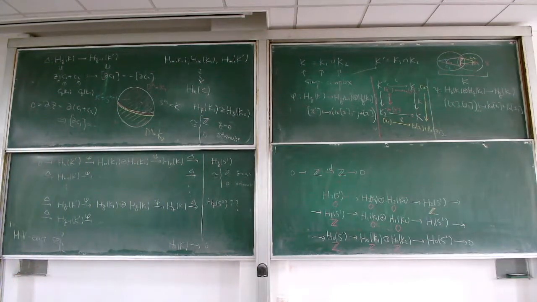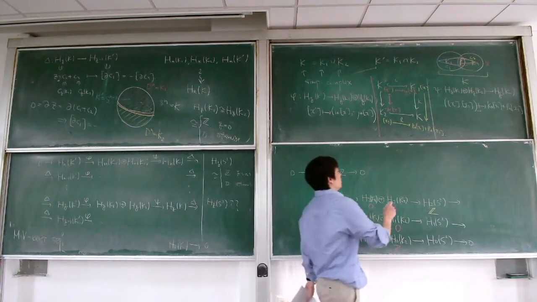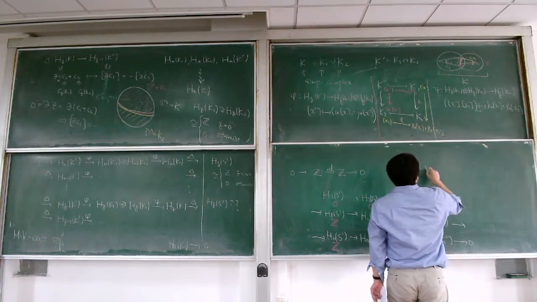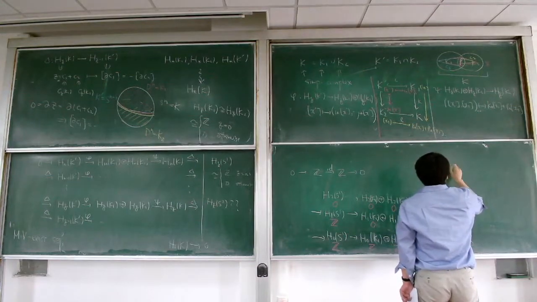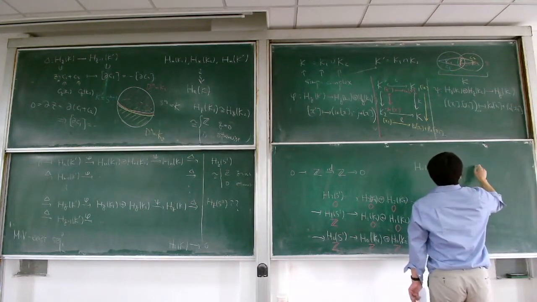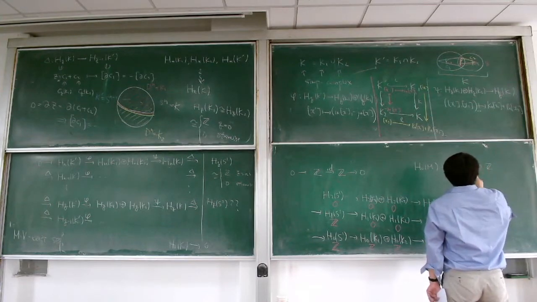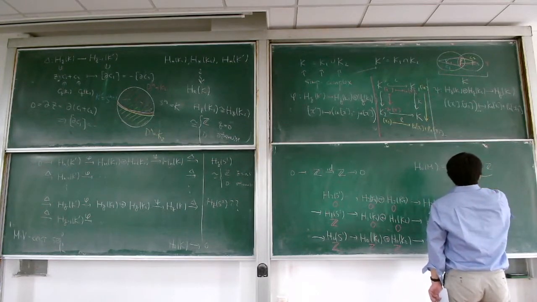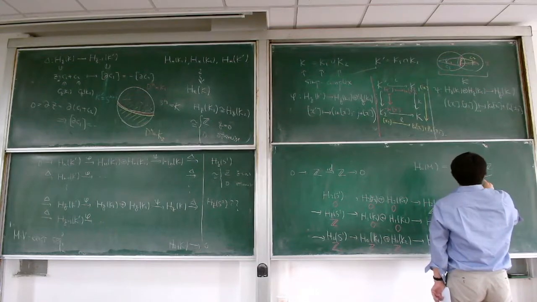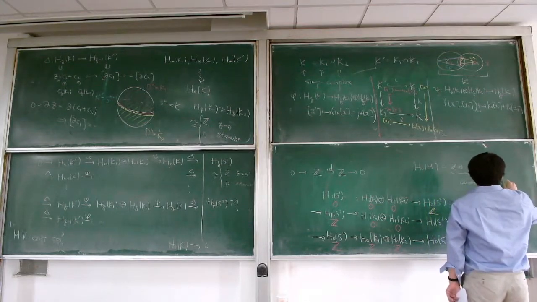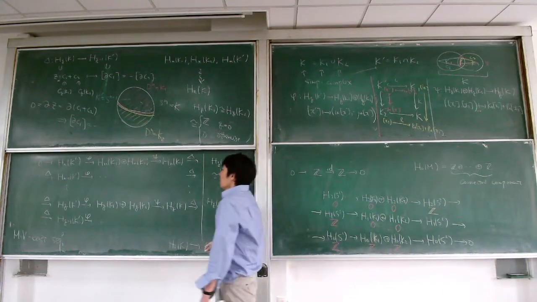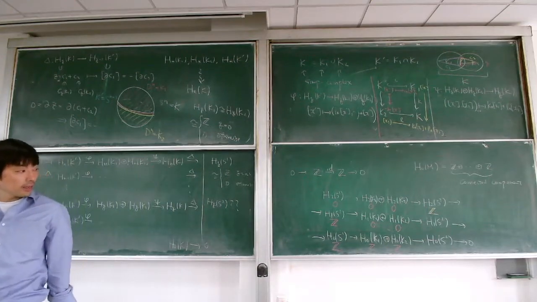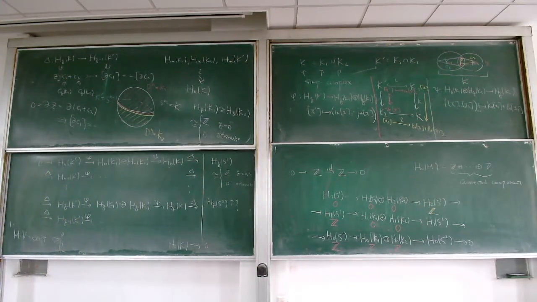Another piece of information we have is that H0 of the manifold is Z plus Z, given by the number of connected components. So another piece of information we have is this.